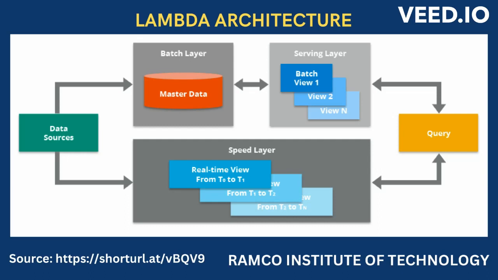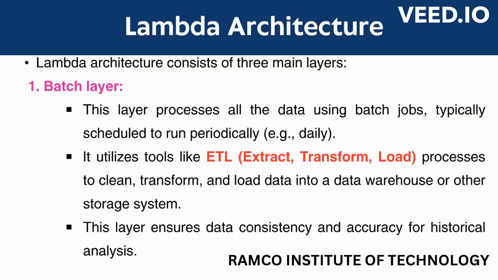First is the data source. It indicates that data can be obtained from a variety of sources, that is, from where we are collecting the data. Next is the batch layer. This layer processes all the data using batch jobs. It is typically scheduled to run periodically. That is, it can run daily, weekly, or monthly.